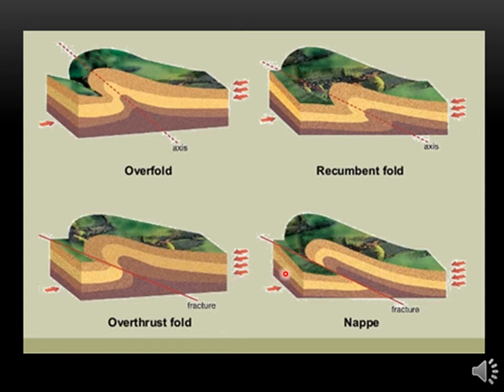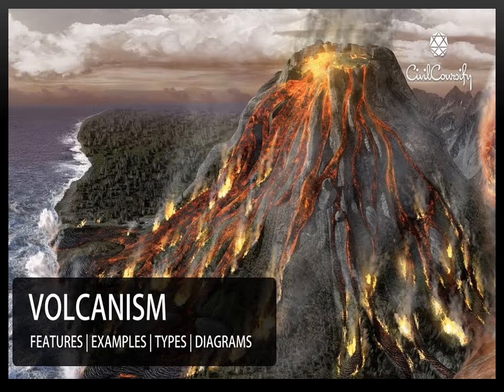A nappe is formed when a stronger compressional force pushes the overthrust fold to move along the fracture line. You can see this is a fracture line, and because of the compressional forces, it pushes the overthrust fold to move along the fracture line. That was all about the previous lecture.